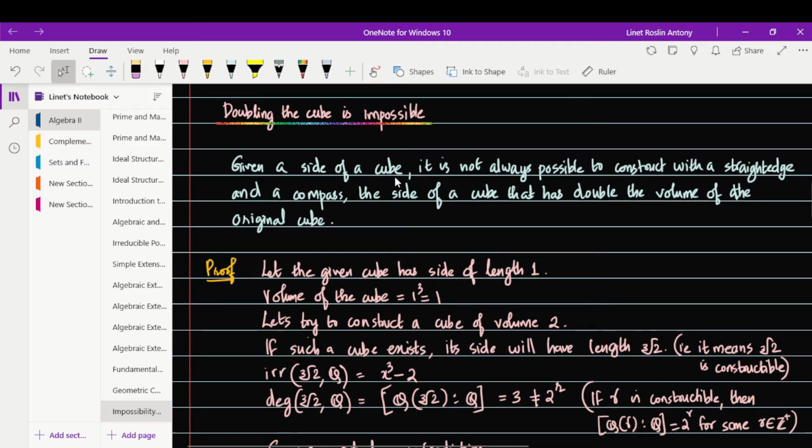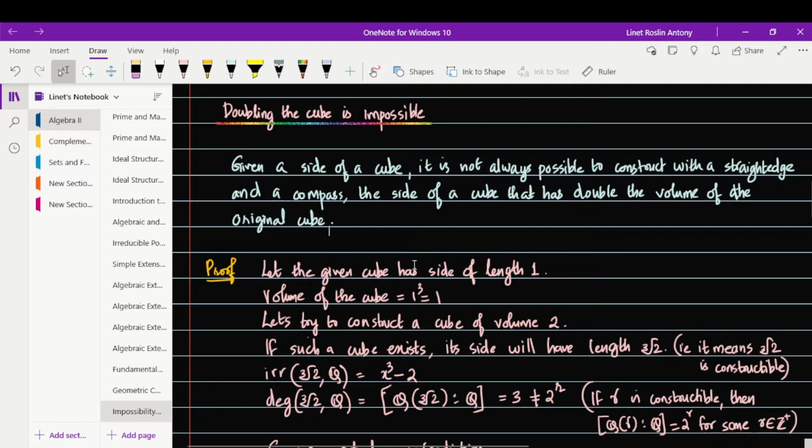So we are given a cube. It is not always possible to construct with a straight edge and a compass the side of a cube which has double the volume of the original cube. So in order to show this, we have to give a cube, and we have to say that we cannot construct a cube having double the volume of the given cube. Okay, so it is very simple.